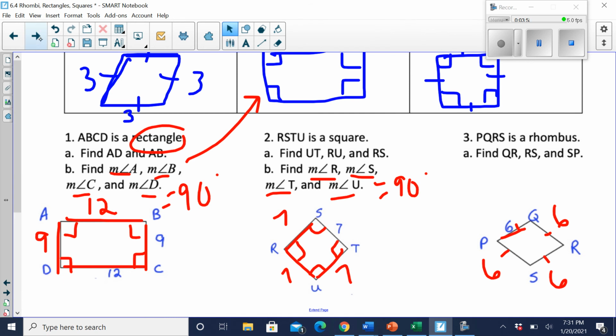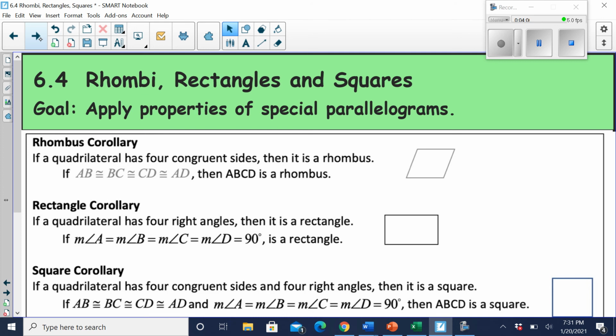Okay, on the next page, what we're going to look at is the rhombus corollary. It says if a quadrilateral has 4 congruent sides, then I can say it's a rhombus. So it's really what we talked about on the last page. This one's just saying if they give me a figure and they mark it like this, then I should assume it is a rhombus because it's showing it has 4 congruent sides.